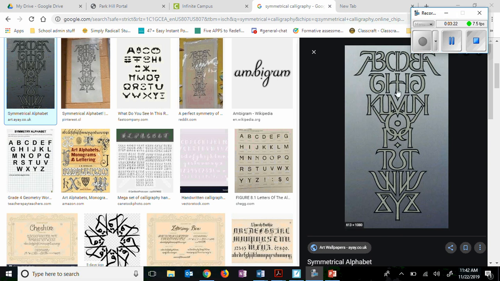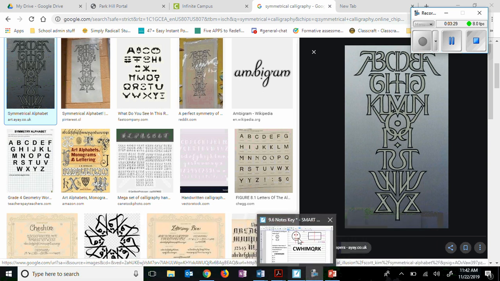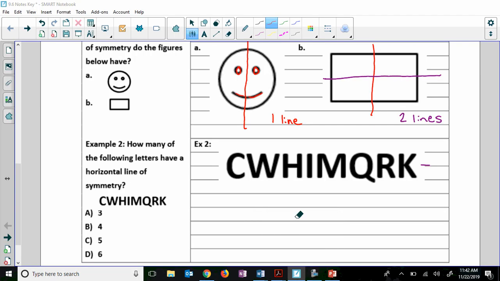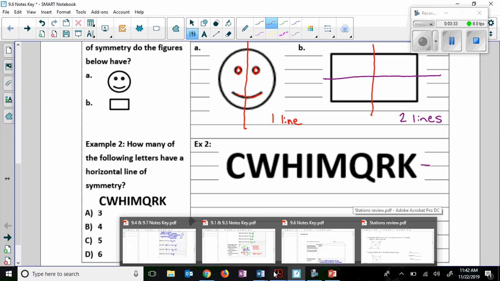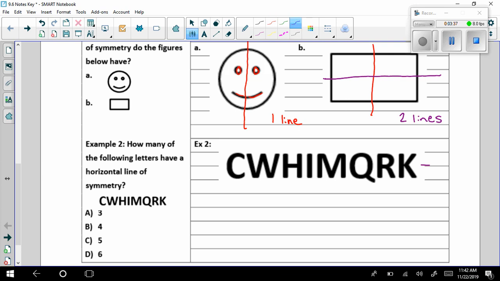But we can look at, again, individual letters as well and see what kind of symmetry they have. So you have vertical symmetry and you have horizontal symmetry. So if I go back up to this rectangle, this is a vertical line. Here's your horizontal line.